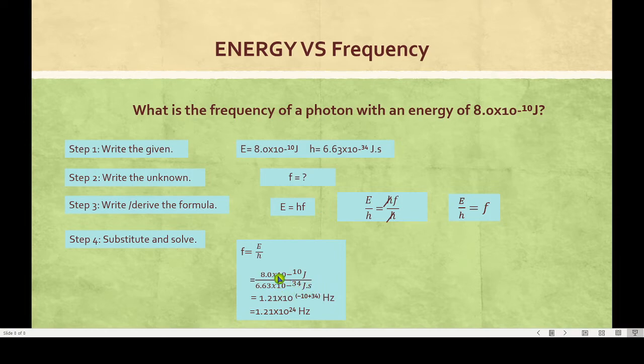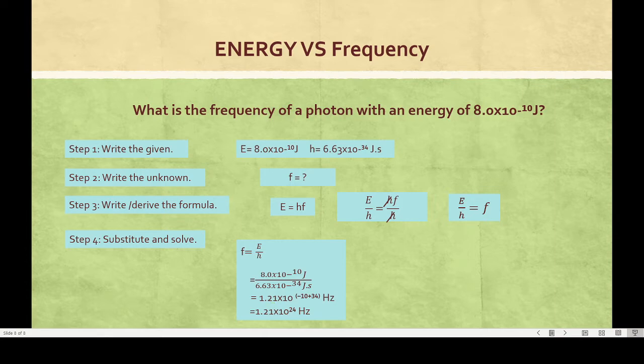So, this one, just divide first. 8 divides 6.63. Don't mind the exponent at the end for now. 8 divides 6.63. You will have 1.21. So, it's long. 1.20666. Just round it off up to 2 decimal places. So, 1.21. Because after 0 is 6. So you have to round it off. So since 6 and 5 and above, so plus 1.